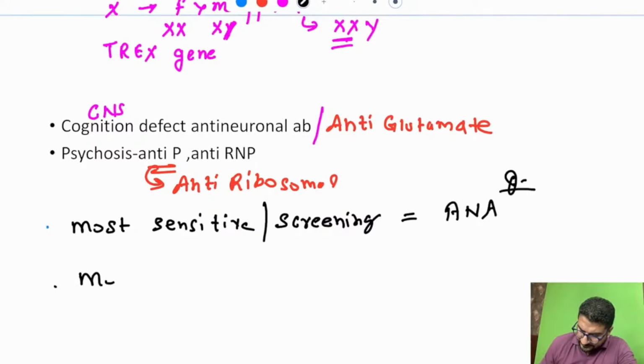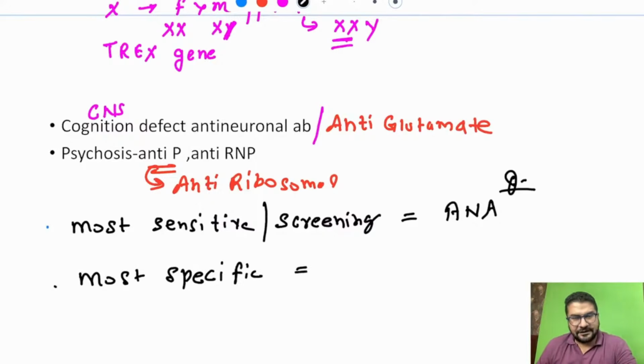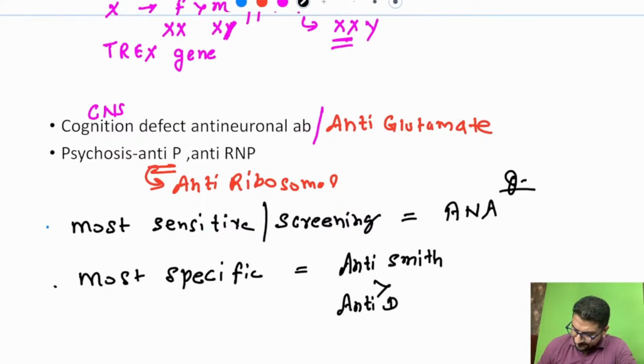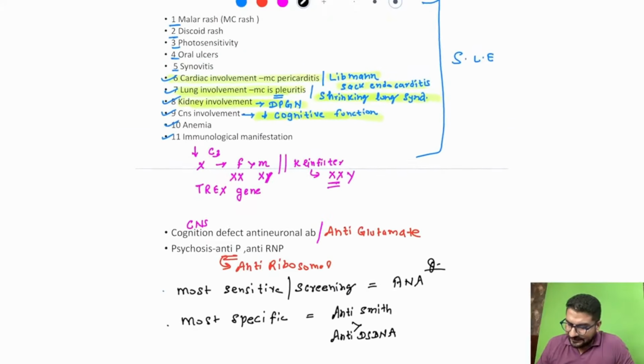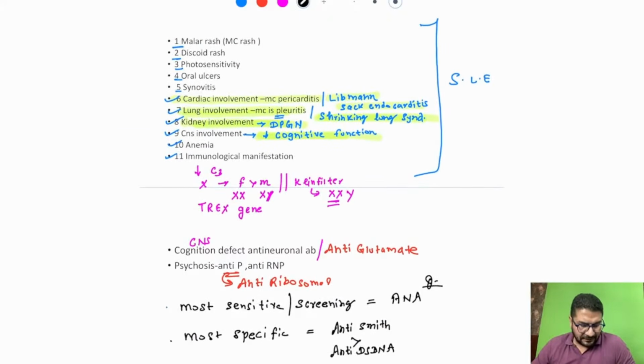But the most specific antibody, any guesses? Will anyone tell? Any guesses? So the most specific antibody will be anti-Smith. If you see that anti-Smith is not in the options, then choose the answer anti-double stranded DNA, anti-dsDNA. So these are some MCQs which they ask on SLE. Each and every line which I have written here is important.